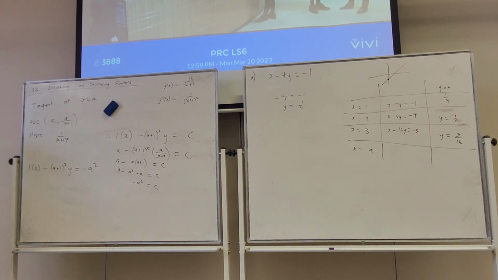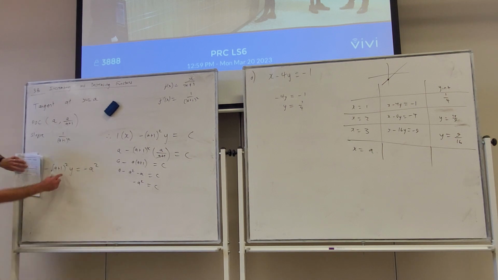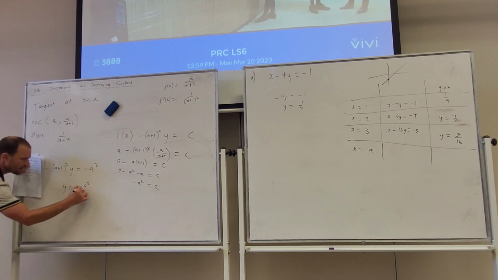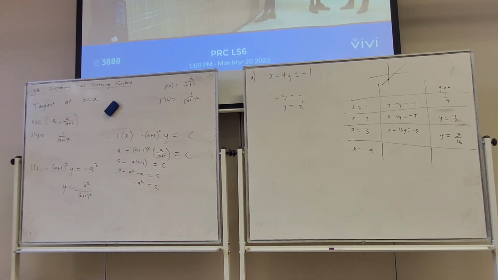To get the 4th mark, we need to show the y-intercept of the tangent. The y-intercept occurs when x is 0. That's when this is true, right? When minus (a plus 1) squared y equals minus a squared. We want y by itself. We want to know what's the y value. It's going to be minus a squared on minus (a plus 1) squared. The negative at the top, bottom, they're going to cancel. That is the y-intercept at x is a.